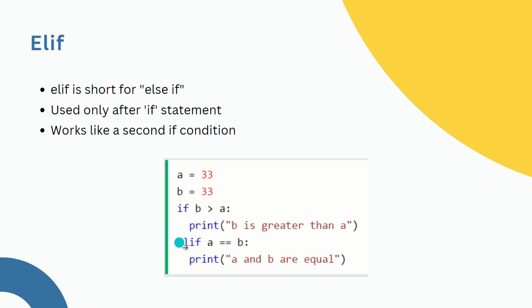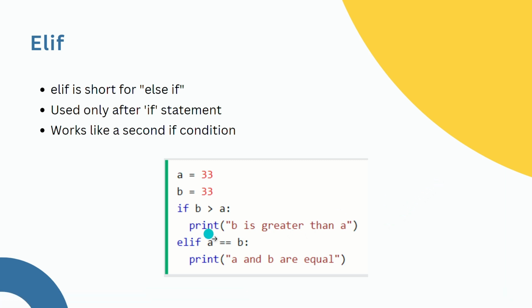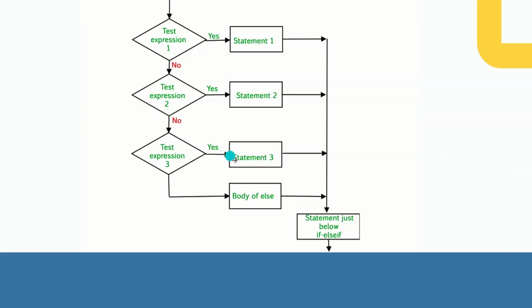Now it will pass on to the elif statement. Since the first if did not contain a true value, the second condition, the elif condition, will be checked. So over here, a is equal to b, it is true, then it will print a and b are equal. So that is how elif works. You can also give multiple elif conditions. Let's say you have a third condition, a fourth condition, all of these will be checked if the previous one is false. So this is how the elif conditions work.